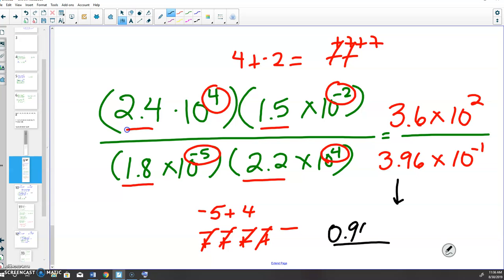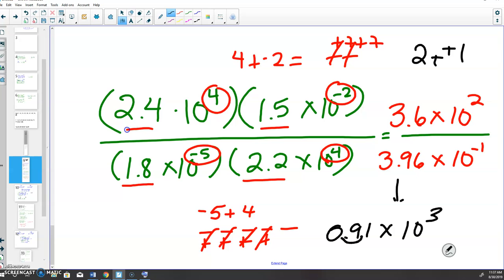0.909. Okay, it repeats. So can we round that to 0.91? Or we could just leave it at 0.9, either one. Okay, times 10 to the, you're dividing, so 2 minus negative 1. Can you have double negatives? What do you have to do? Change. Keep change. So 2 plus 1 is 3.